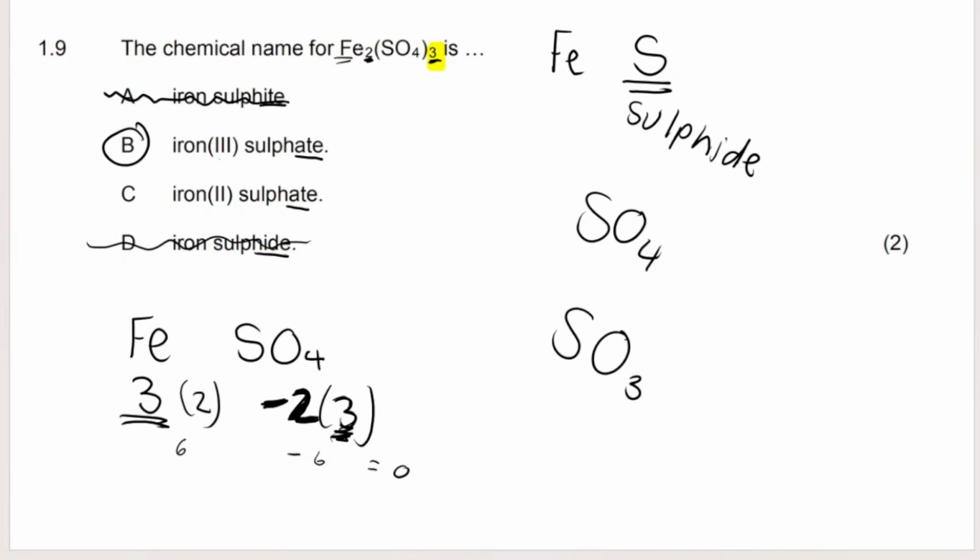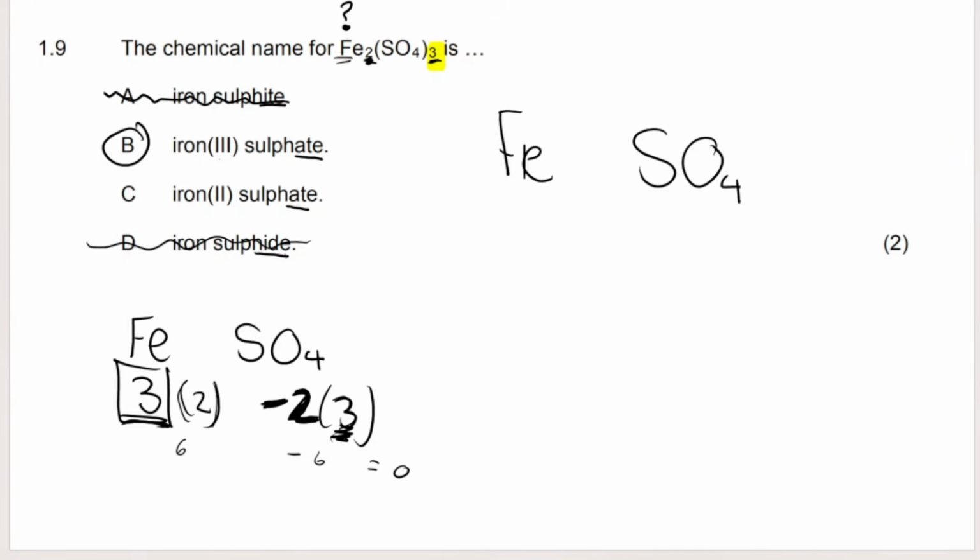I know that the charge of iron, whatever it is, was multiplied by 2. That's why the 2 is going in brackets there. And this was my unknown. So what multiplied by 2 will get me 6? And why do I care for 6? Why am I looking for 6? Because 2 times 3 is -6. So that's why it's iron 3 sulfate.